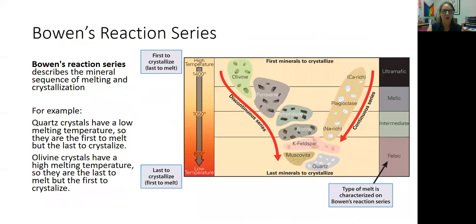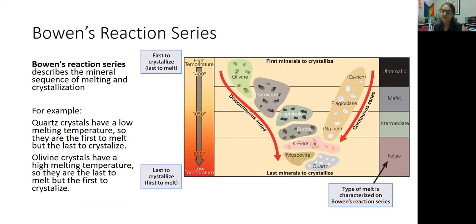And we call this Bowen's reaction series. Bowen's reaction series is really cool, and it explains the two things we just talked about, partial melting and fractional crystallization. This chart shows us how different minerals melt at different temperatures and likewise freeze back into a solid at those temperatures.